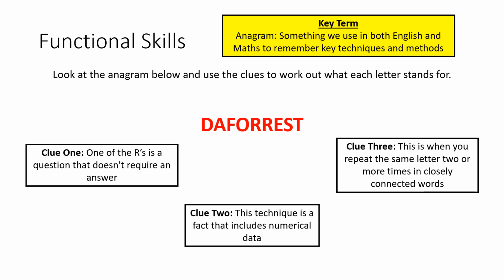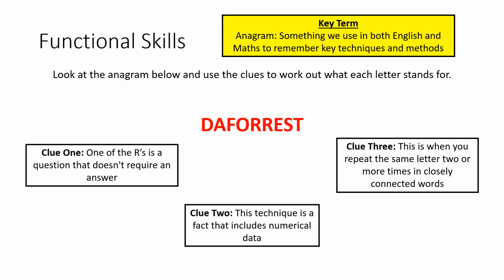So clue number 1. One of the R's is a question that doesn't require an answer. So think, what kind of language technique do we use that's a question, but not a question we actually get a verbal response to? Clue number 2. This technique is a fact that also includes numerical data. When we talk about numerical data, we mean using numbers to support our ideas. And clue number 3, the final one. This is when you repeat the same letter 2 or more times in closely connected words. Now if you want to pause the video here and start thinking about what these might stand for, then please feel free to do so.